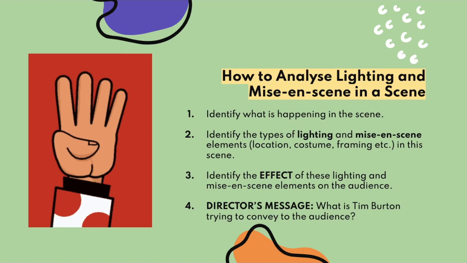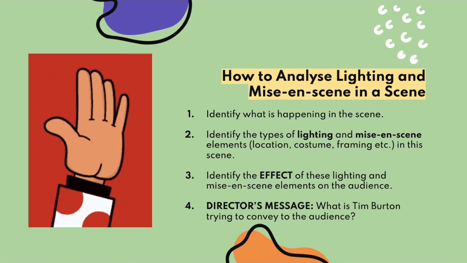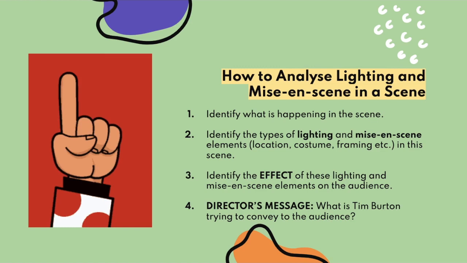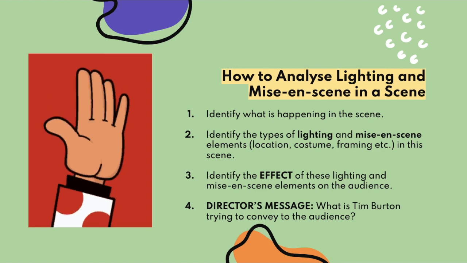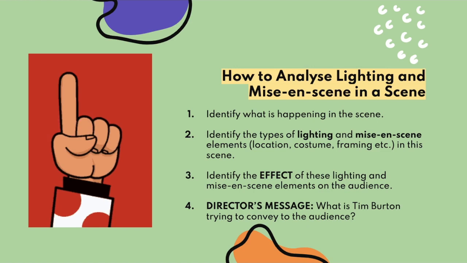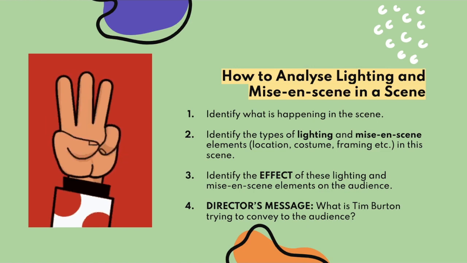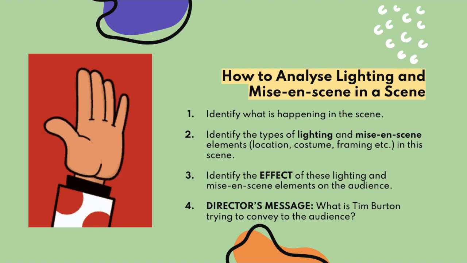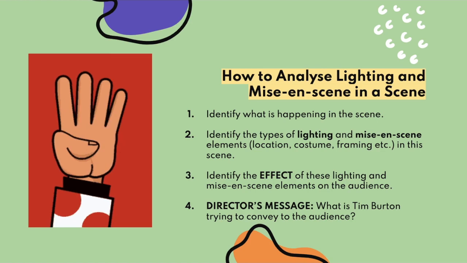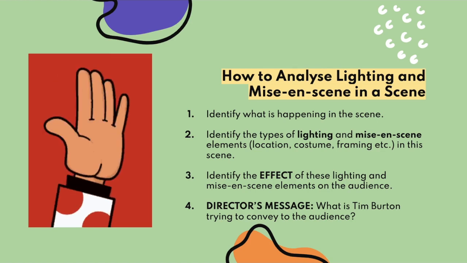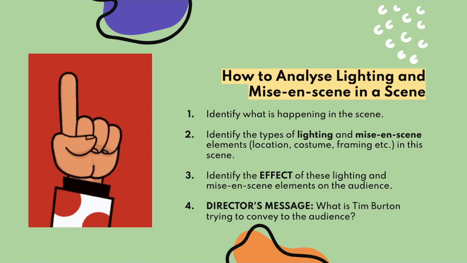Firstly, you want to identify what's actually happening in the scene that you're analysing. Secondly, you want to identify the types of lighting and mise-en-scene elements, such as costume, location, and framing, in the scene. So what types of lighting and what mise-en-scene elements can you spot? Number 3, identify the effect of these lighting and mise-en-scene elements on the audience. And last but not least, number 4, write about and consider the director's message. What is Tim Burton's message? What's he trying to convey to the audience through this scene?